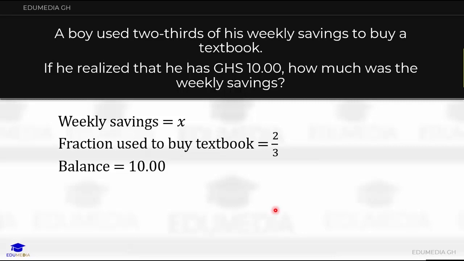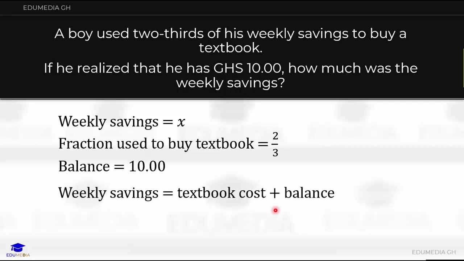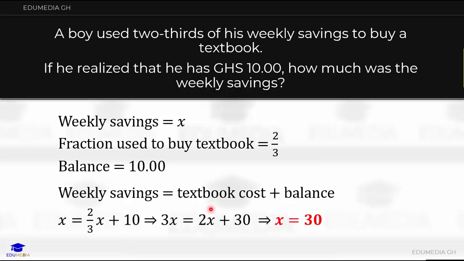So therefore, we need to form an equation from this. You know very well that his weekly savings is the same as his textbook cost plus his balance. So go ahead and form the formula. His weekly savings, we don't know, that is x. And then 2/3 of x is what he spends on the book, plus the 10 cedis balance. That's what we have here.